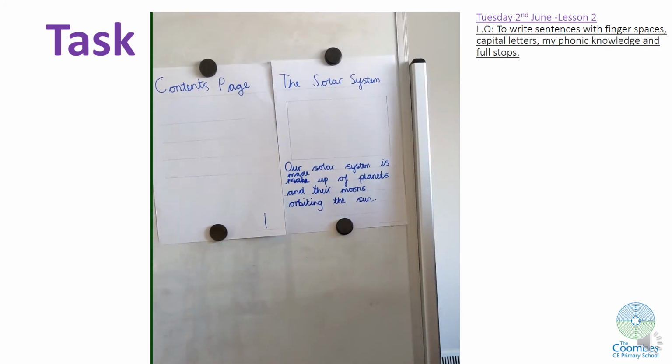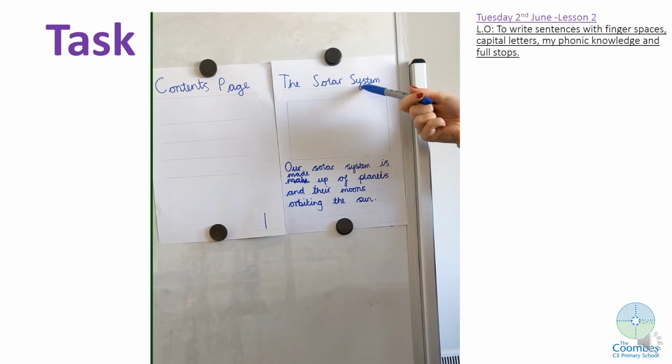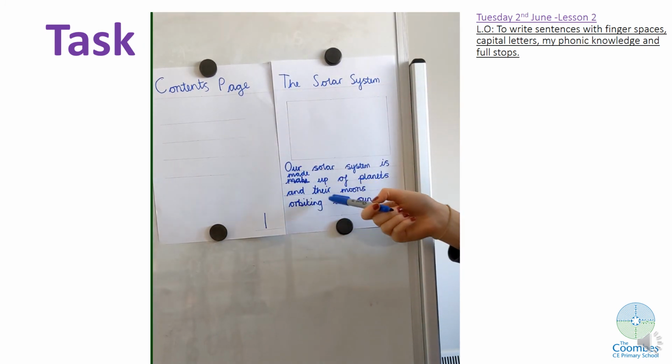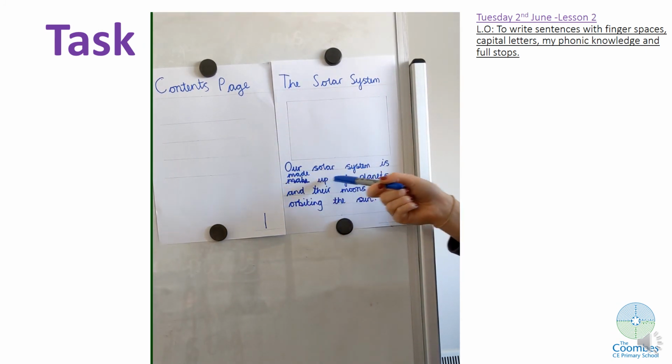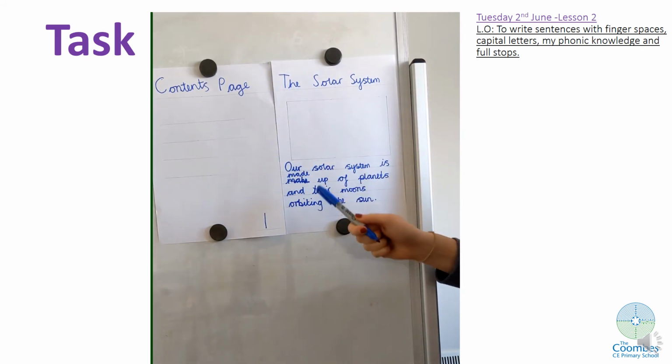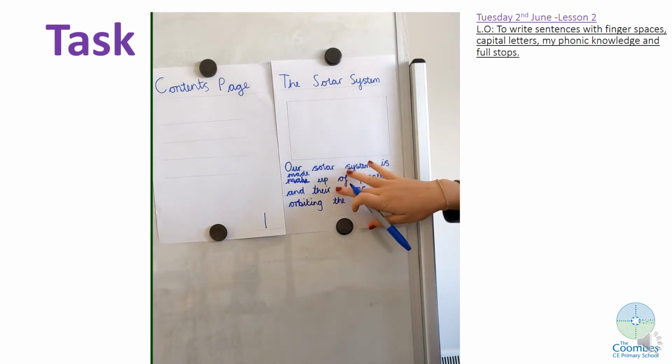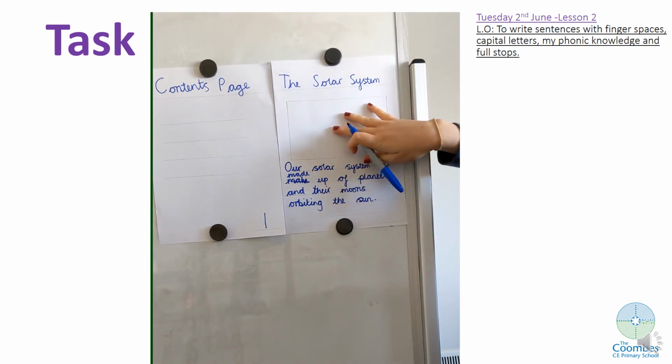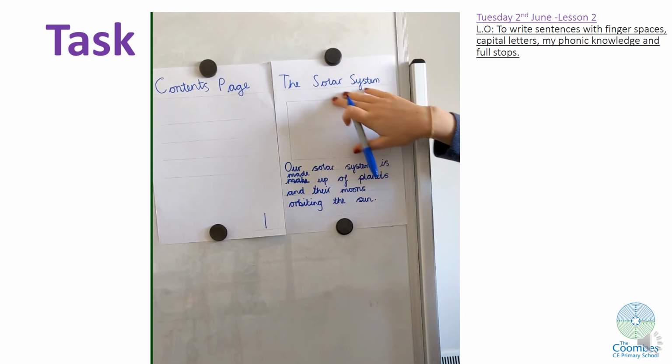Okay, so my first page is all about the solar system. I've written a fact underneath and it says our solar system is made up of planets and their moons orbiting the sun. And I've made sure I've got my capital letter, my finger spaces, used my phonics, and I've got my full stop at the end. Now, because I've finished that, if I wanted to, I could do my picture. I'm sure that you will do a better picture than me.